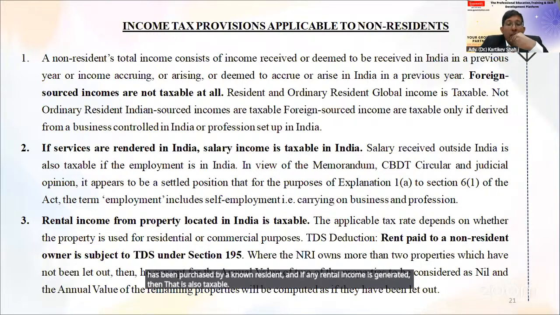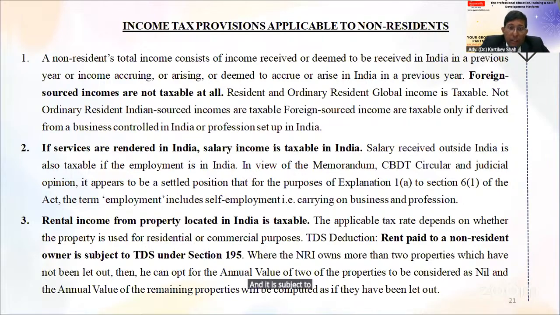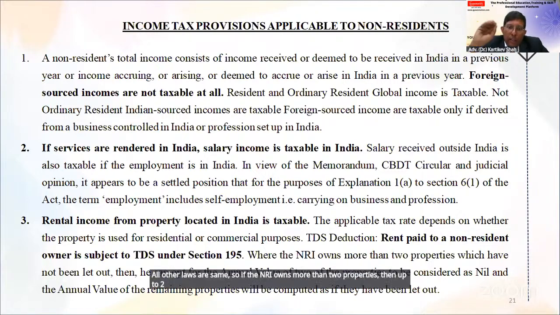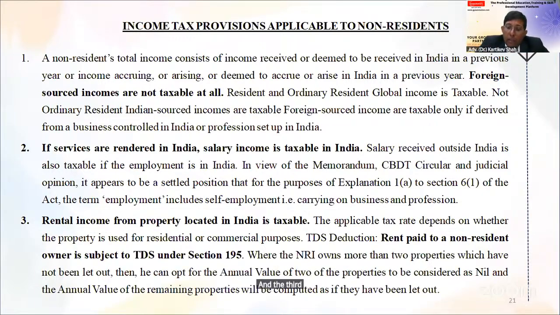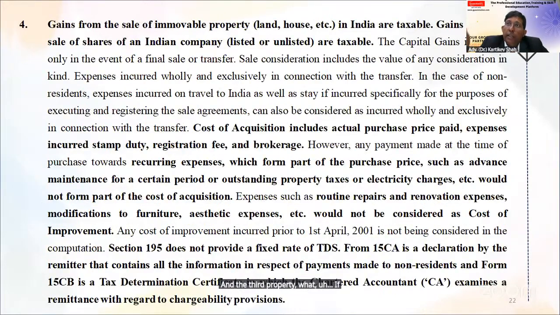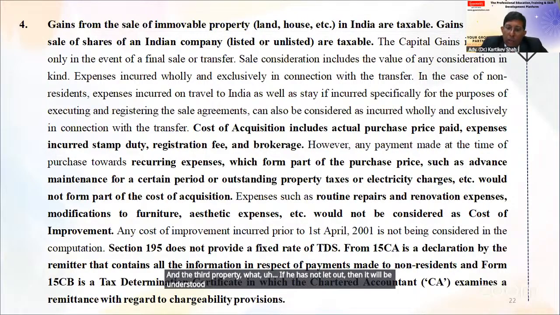And it is subject to TDS under section 195. All other laws are the same. So if the NRI owns more than 2 properties, then up to 2 properties, if he has not rented them out, he has just possessed them, the annual value of the 2 properties can be considered as nil. And the third property, if he has not let it out, will be understood as deemed let out.